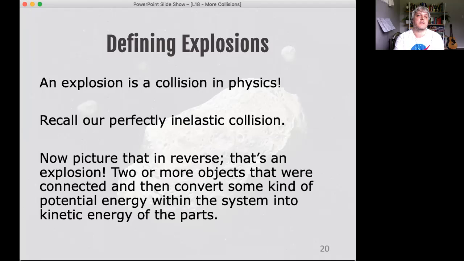An explosion is just that in reverse: two or more things that are stuck together and then they just separate and travel off in opposite directions. The total momentum of the system must be conserved from when they were one object to when it's separated into multiple. If there are no net external forces or impulses, then there can't be any overall change in momentum for our system. So that total momentum is still going to be conserved. It's just that one thing has now become two or more things all traveling in different or potentially different directions.